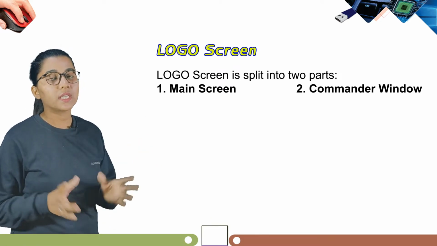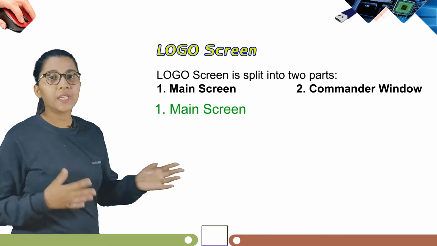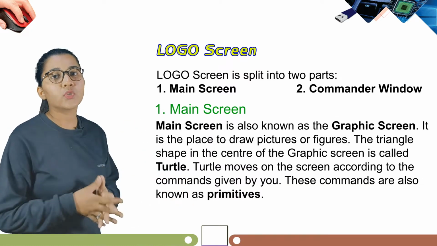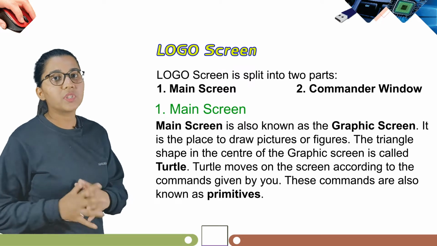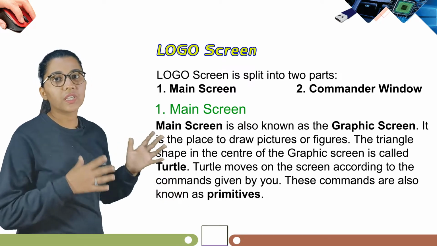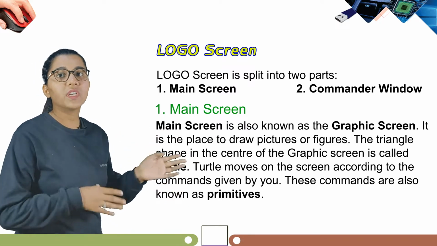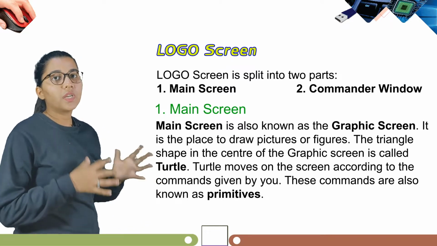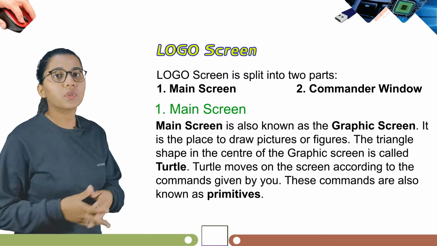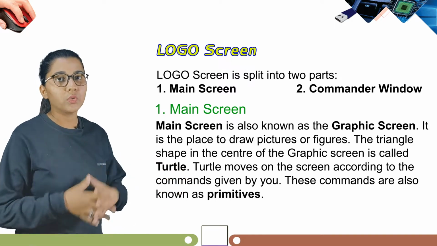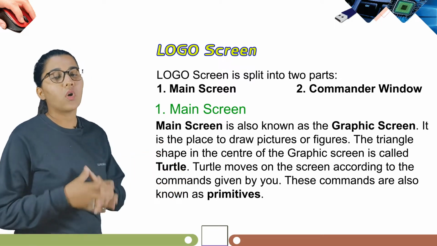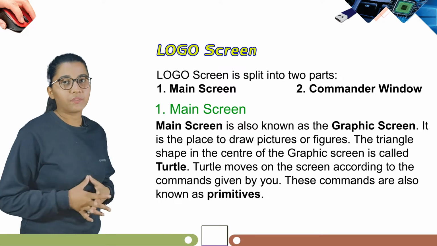So students, let's learn about main screen in detail. Main screen is also known as the graphic screen. It is the place to draw pictures or figures. The triangle shape in the center of the graphic screen is called turtle. Turtle moves on the screen according to the commands given by you. These commands are also known as primitives.